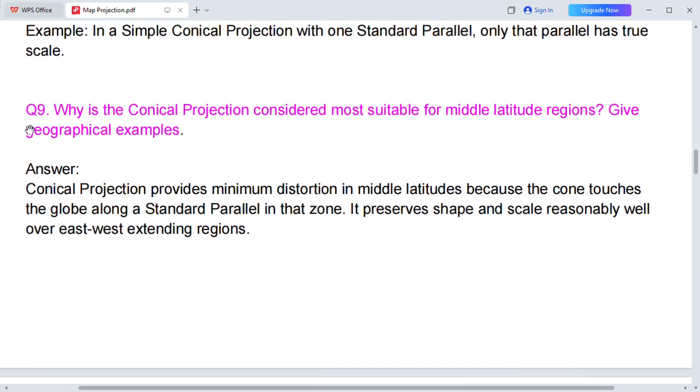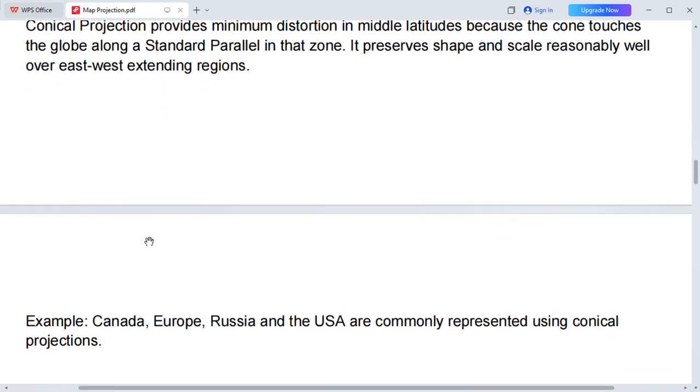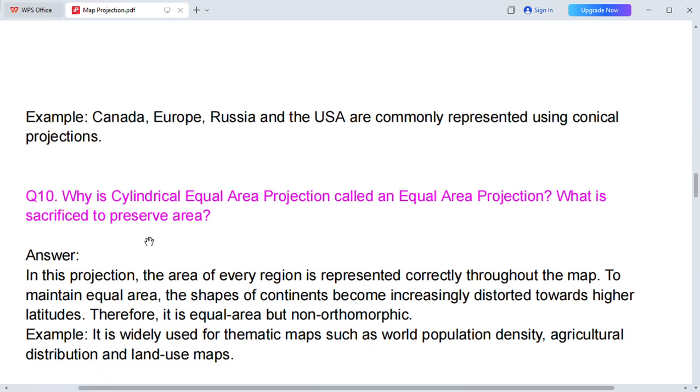Next question, question number 9. Why is the conical projection considered most suitable for middle latitude regions? Give geographical examples. The conical projection provides minimum distortion in the middle latitudes because the cone touches the globe along a standard parallel in that zone. It preserves shape and scale reasonably well over east-west extending regions. For example, Canada, Europe, Russia and the US are most commonly represented using conical projections.